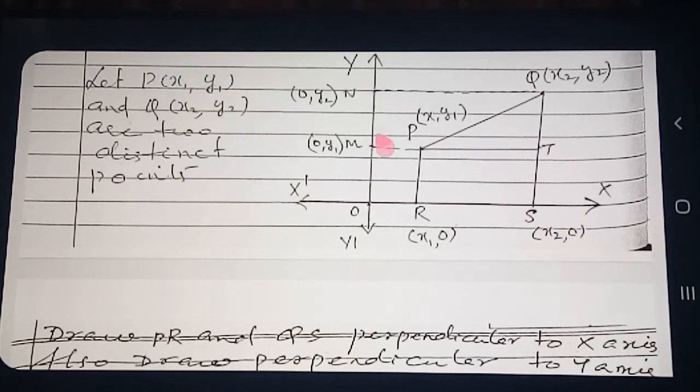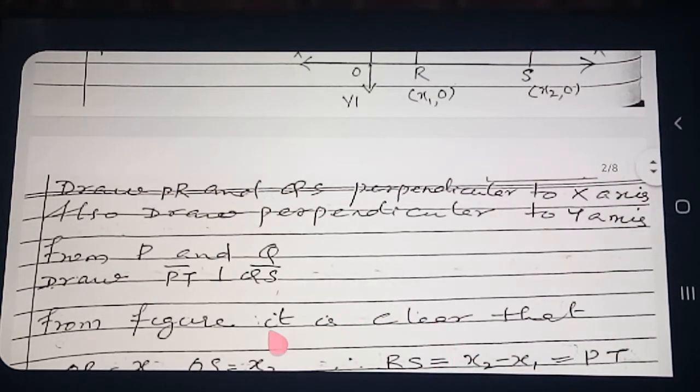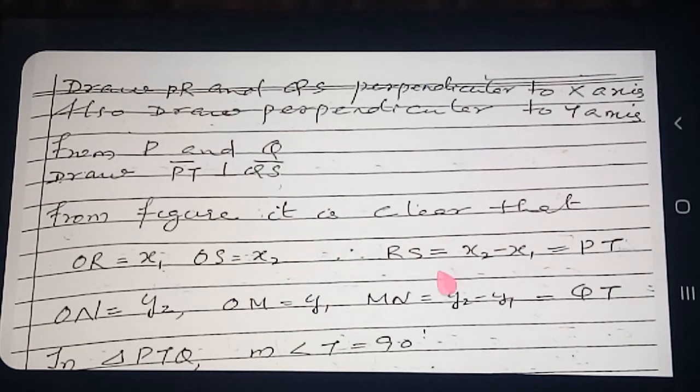And what is the value of MN? Y2 minus Y1. That is the same as QT. Clear? Now, knowing the value of PT and the value of QT, we can apply the Pythagoras theorem. So that I explained, the calculations are given below. See here. If you have doubt about any of the points, you can make it clear. All these points I explained now from the diagram.